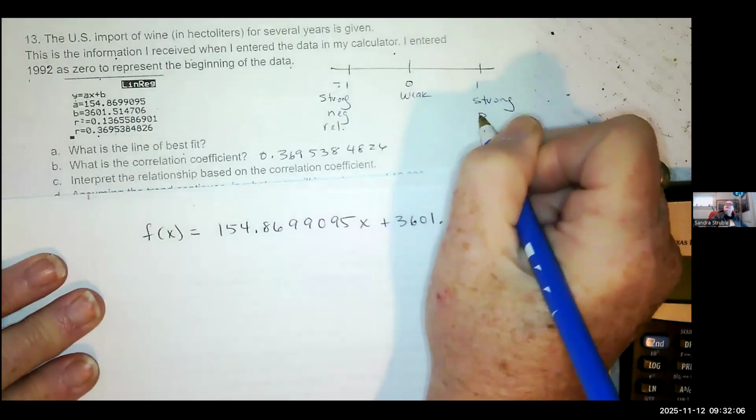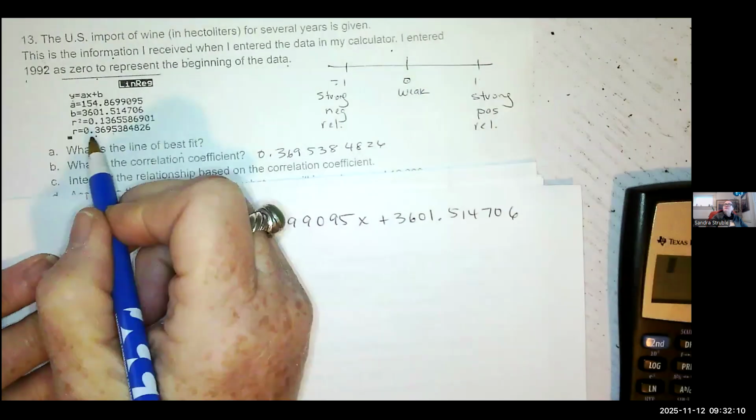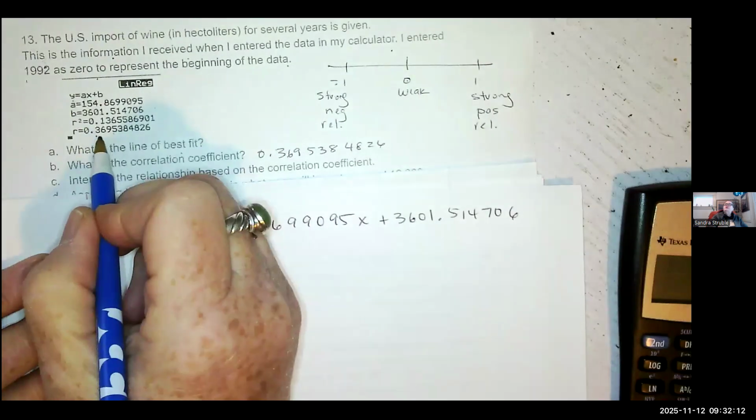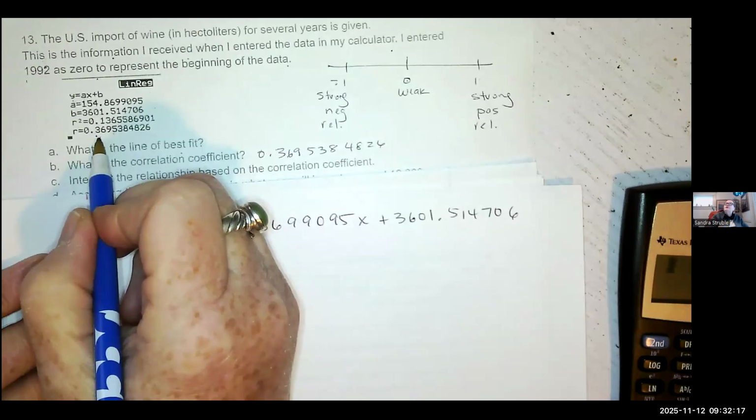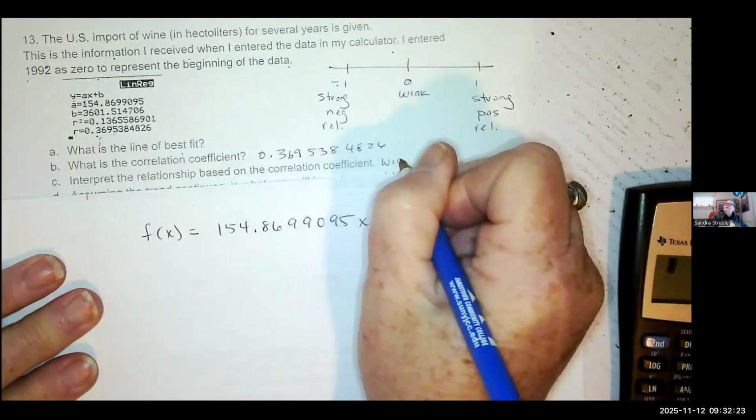Okay. In this case, it's closer to 0 than it is 1. I always think of the 0.5 as my halfway mark. So it's going to be weak and positive. So interpret the relationship. It's a weak and positive relationship.